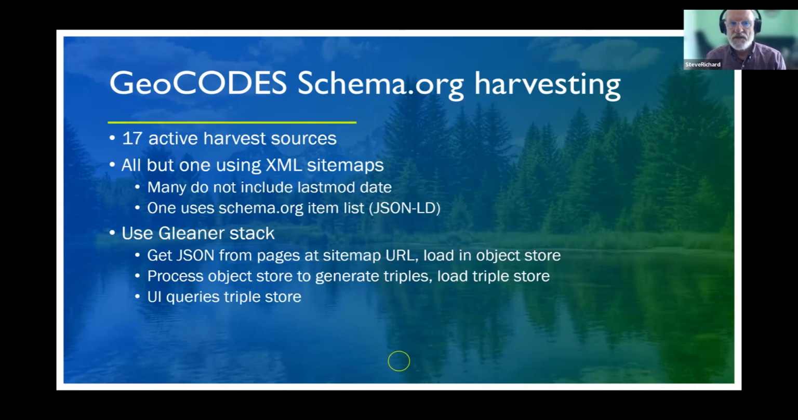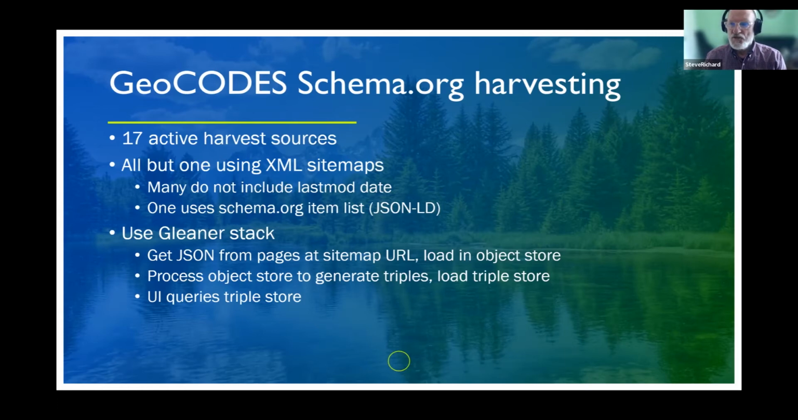Currently GeoCODES has 17 active harvest sources coming from Council of Data Facilities, various NSF facilities, including MagIC, that Nick was talking about. All but one of these are using XML sitemaps. So part of getting incorporated in GeoCODES has been working with the facilities to set up sitemaps. One outfit is using a schema.org ItemList, which we had to do some custom modifications to handle.